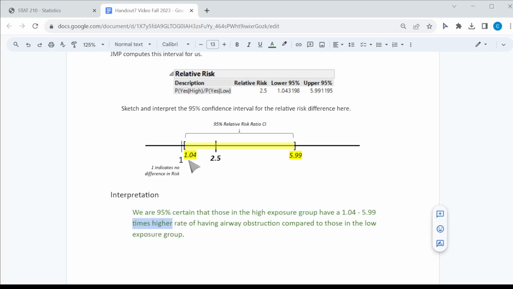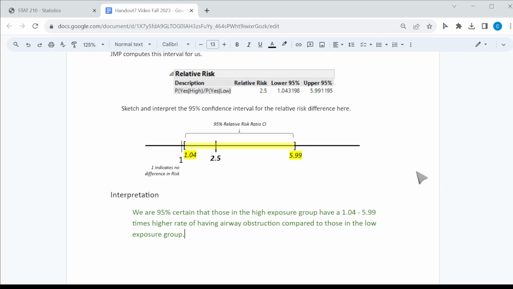Well, now we're giving you an interval, because I don't know exactly where that quantity is going to be if I were to get another set of data. But again, I know this interval here captures that true relative risk ratio 95% of the time. So the interpretation is here. We're 95% certain that those in the high exposure group will have a 1.04 up to 5.99 times higher rate of having airway obstruction compared to those in the low exposure group. Now, one thing to note is that 1, as we talked about in class, would indicate no difference in that risk.